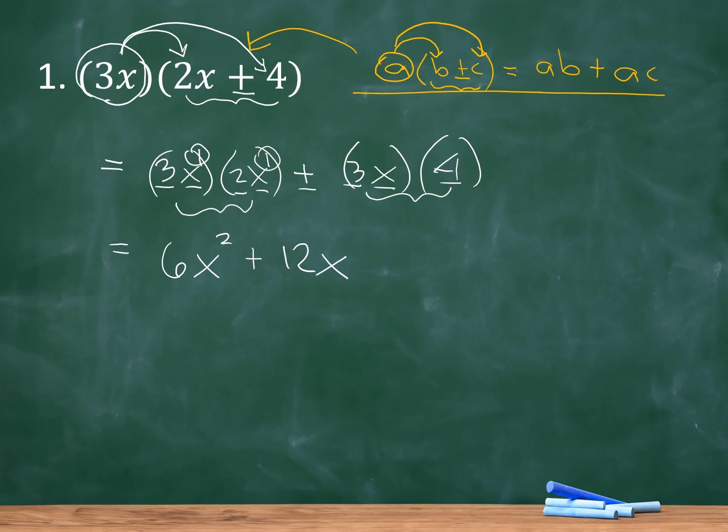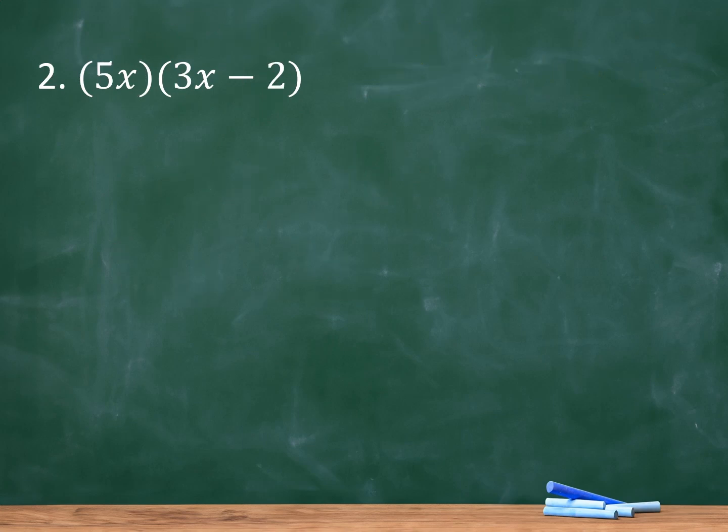Now we cannot add this further because they have different variables. 6 has x squared and then 12 has x, so they are not like terms, so we cannot add them any further. So this will be our final answer, 6x squared plus 12x.